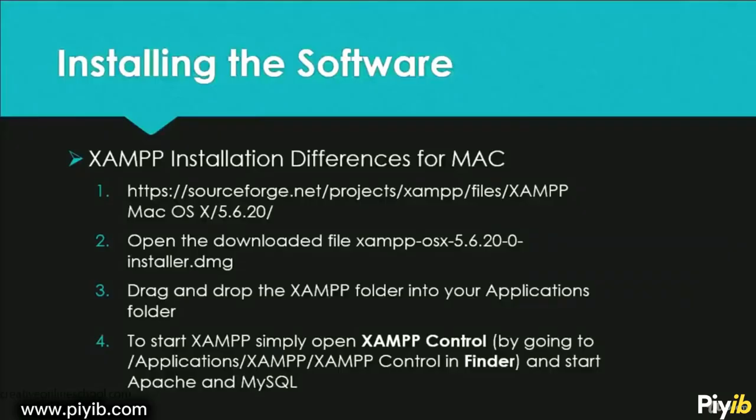If you're not using Windows, then the installation instructions provided already may not tell you all you need to know. For XAMPP, if you're on a Mac, you can use the download location I provided in Figure 1. After downloading, just open the downloaded file. It should be named the same as I listed here. Drag and drop the XAMPP folder into your Applications folder. That should complete installation. And then, to start XAMPP, simply open the XAMPP control by going to /Applications/XAMPP/ in your Finder. And from there, you can start Apache and MySQL.